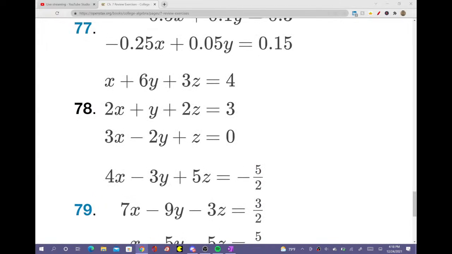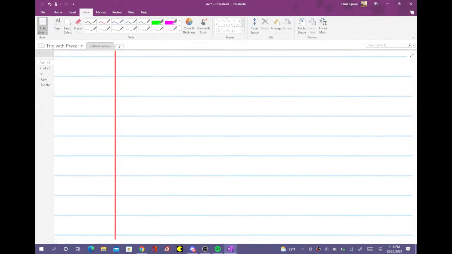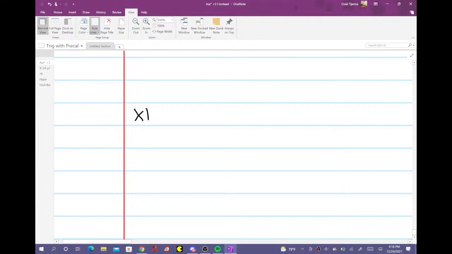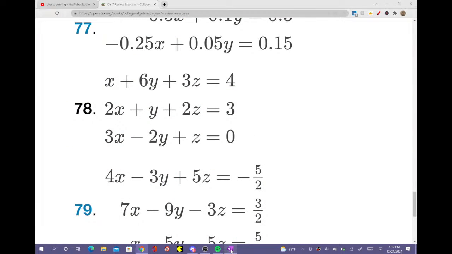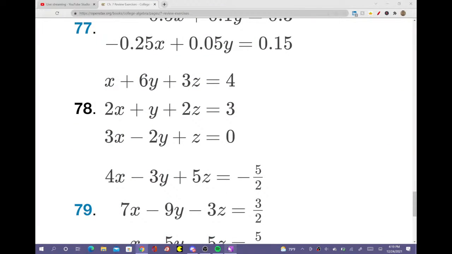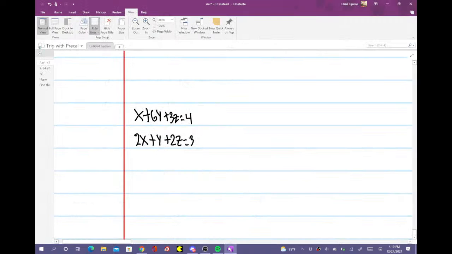Let's look at this one, and let's try to do this by substitution. So x plus 6y plus 3z equals 4. And guys, by the way, I do prefer elimination better, only because it's a lot simpler than substitution. x plus 6y plus 3z equals 4, 2x plus y plus 2z equals 3, and then 3x minus 2y plus z equals 0.